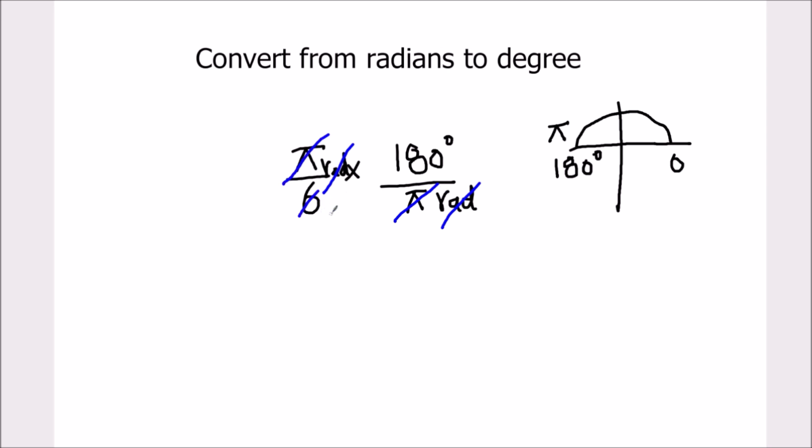So this radian gets cancelled with this radian, this pi gets cancelled with this pi, and we can simplify it more. 6 times 1 is 6, 6 times 3 is 18, and 6 times 0 is 0. So we are left with 30 degrees as the angle in degrees. So our final answer is 30 degrees.